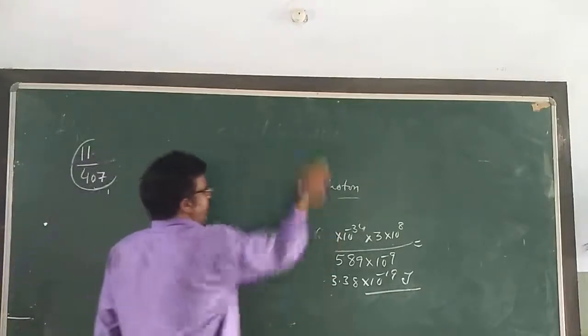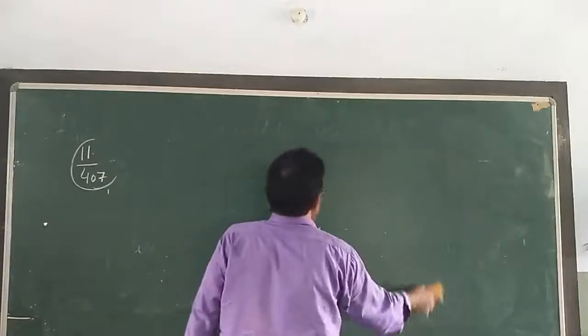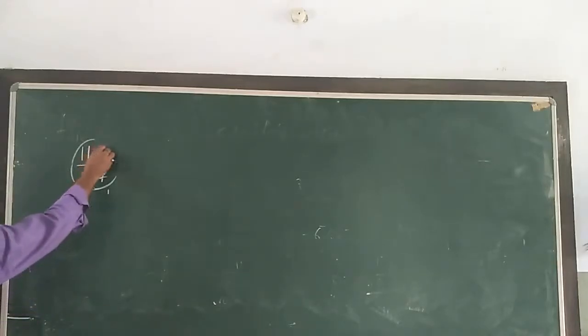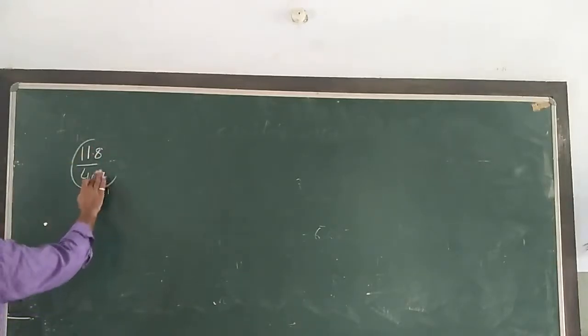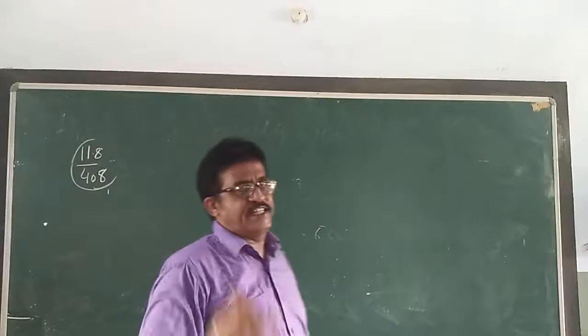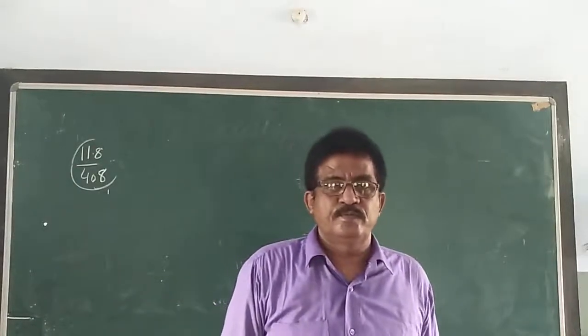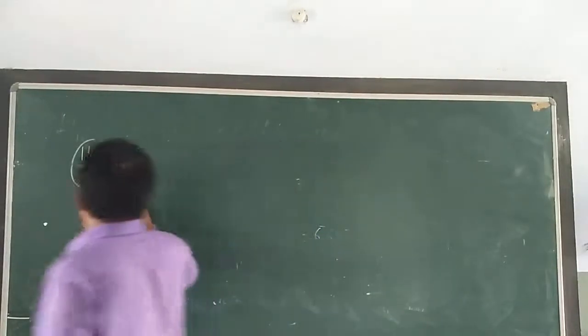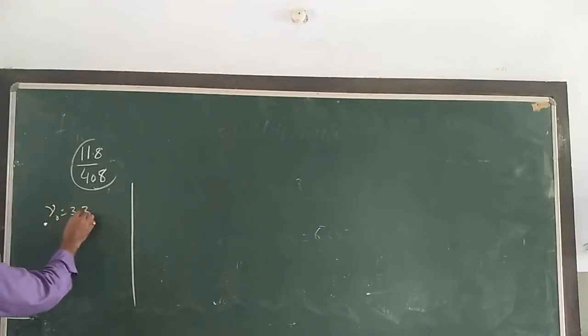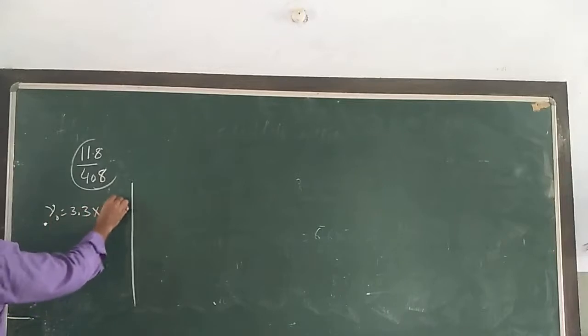Now, see the next question, 11.8. Question number 11.8 of the same page number. Say it is of page number 408. Read the question carefully from your NCERT textbook and write the things which are given here. The threshold frequency for a certain metal, that is nu naught, is equal to 3.3 into 10 raised to power 14 hertz.